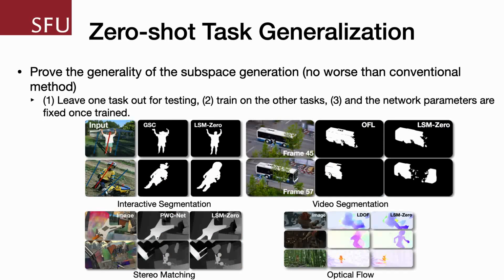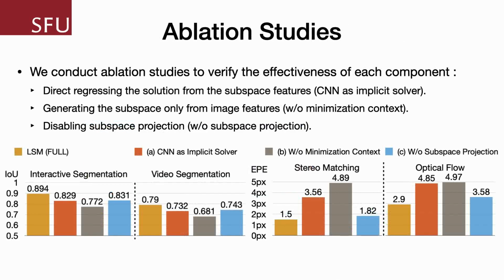We further do the zero-shot task generalization to prove the generality of the subspace generation, where we leave one task out for testing and train the network on the other tasks. Once the networks were trained, all the parameters are fixed, which is no worse than the conventional method for all tasks. And finally, we conduct ablation studies to test the necessity of the explicit minimization, the data term information for subspace generation, and the subspace projection operation.